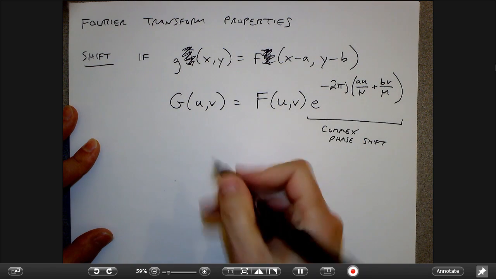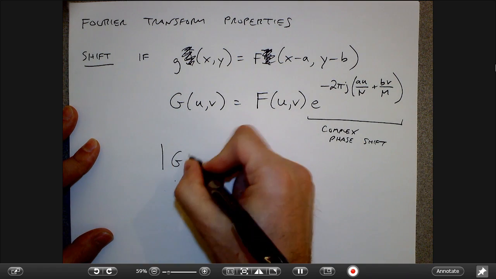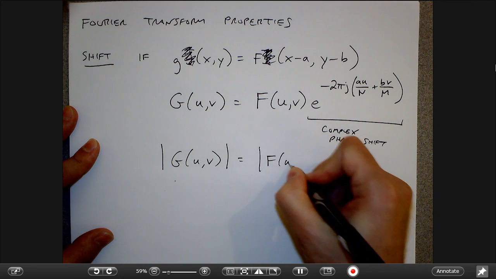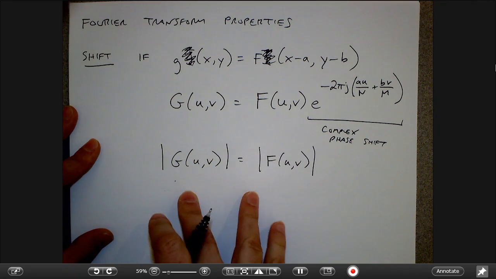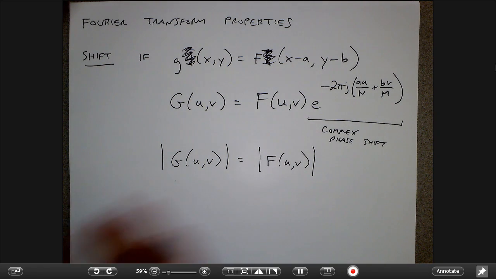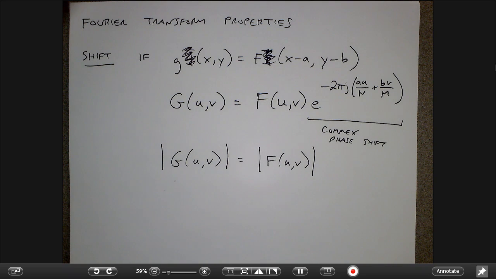And the thing to note is that since this is just a complex number on the unit circle, the absolute value, the magnitude of the Fourier transform at every frequency, is really unchanged. And so basically, this just means that if I translate an image, I don't fundamentally change anything about its Fourier transform.